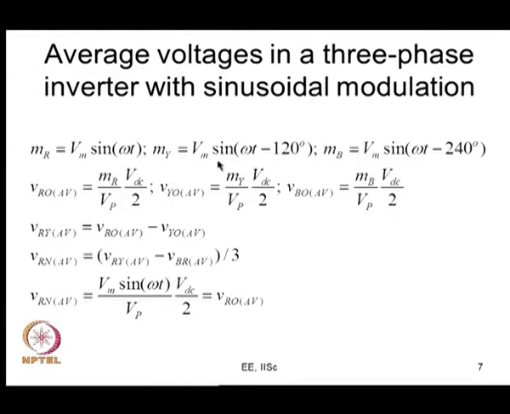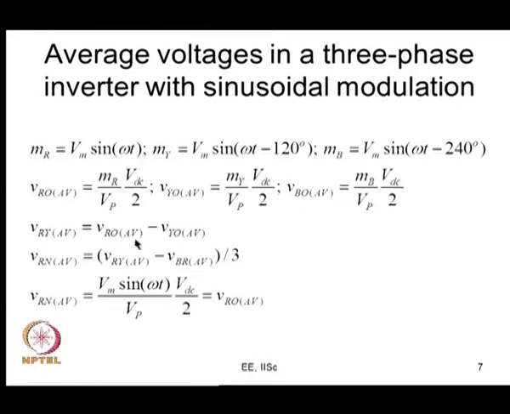You have your average voltages like this. These are the 3 phase modulating signals. The average pole voltages are directly proportional to the modulating signal; these two are only scaled versions of each other. You normalize your MR with respect to Vp and multiply by VDC by 2, and you will get your average pole voltage. So, you would get sinusoidal average pole voltages in linear modulation.